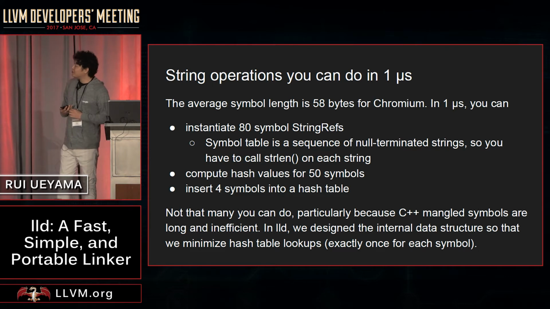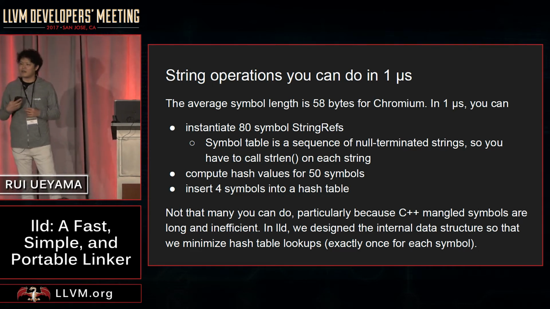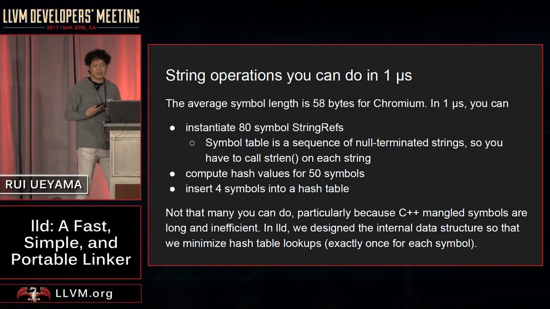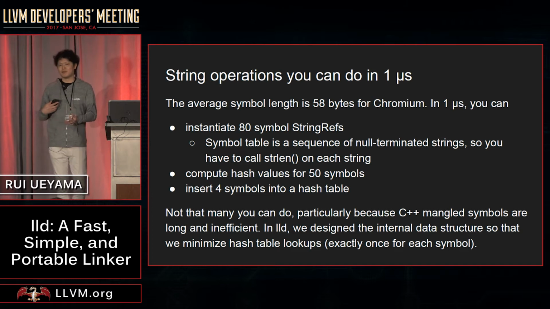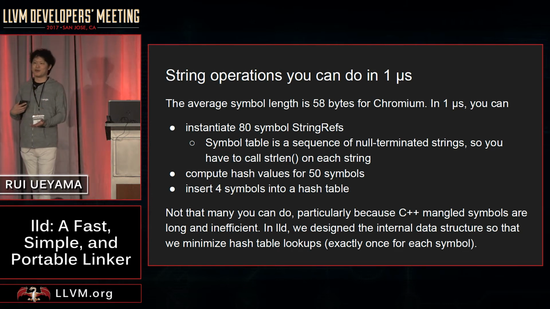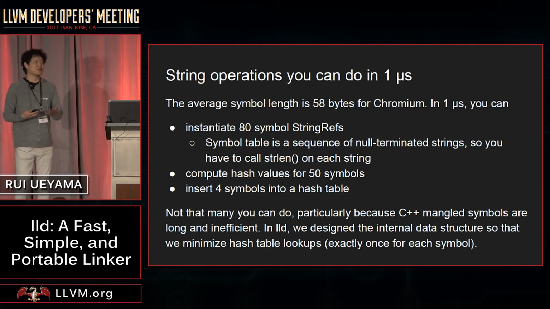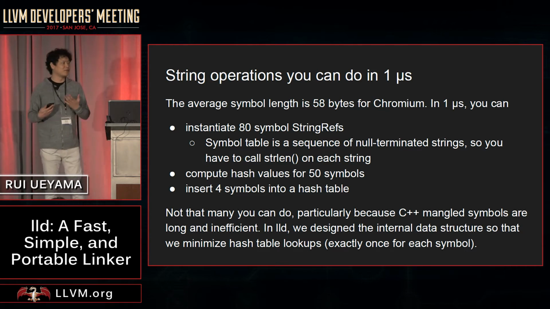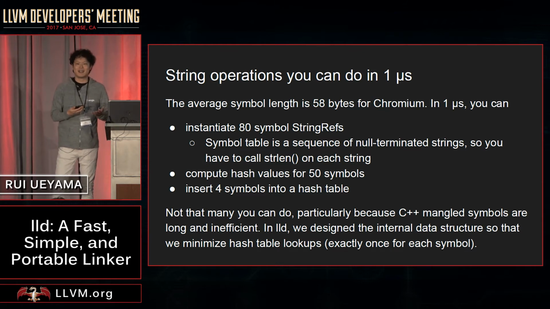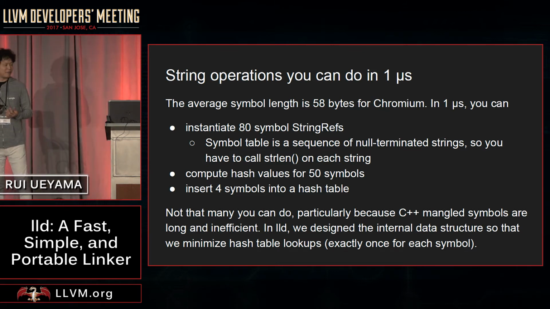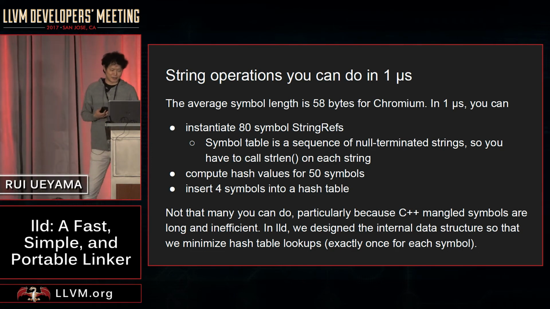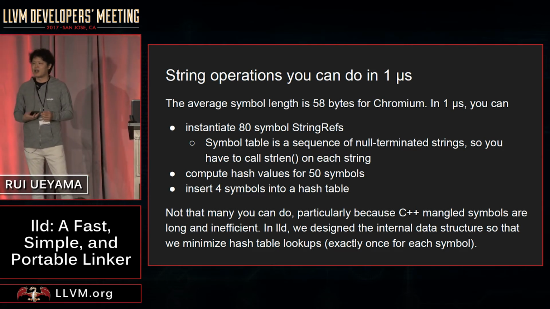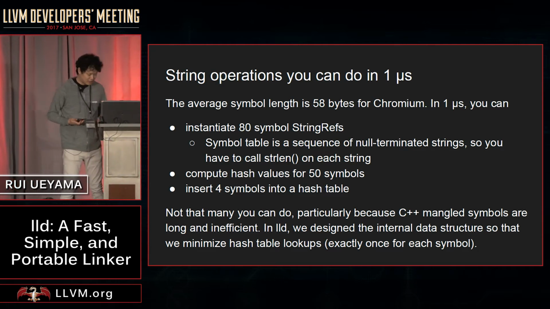And I'm not going into the details of the design of LLD, but we have a rule in LLD that we do only one symbol table lookup for a symbol read from an object. So we never do 2 symbol table lookups for the same string. And this really saves time, because I think this is the smallest number of hash table insertions you can think of. And I think this is one of the reasons why LLD's symbol resolution is much faster than other linkers.